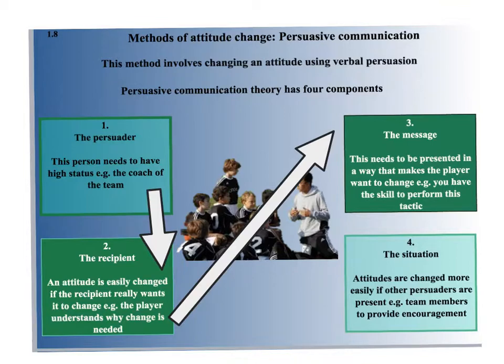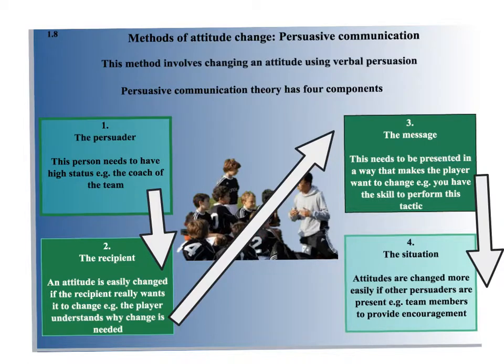And the final stage, I'll just get one of my arrows, coming down here is the situation. Attitudes are changed more easily if the persuaders are present, e.g. team members, to provide encouragement. So we might want to take it for an example that the coach is trying to change this little chap here, change his attitude. Now it is much easier for that attitude to change if these people are present and they want him to change too. So they can provide encouragement to him.